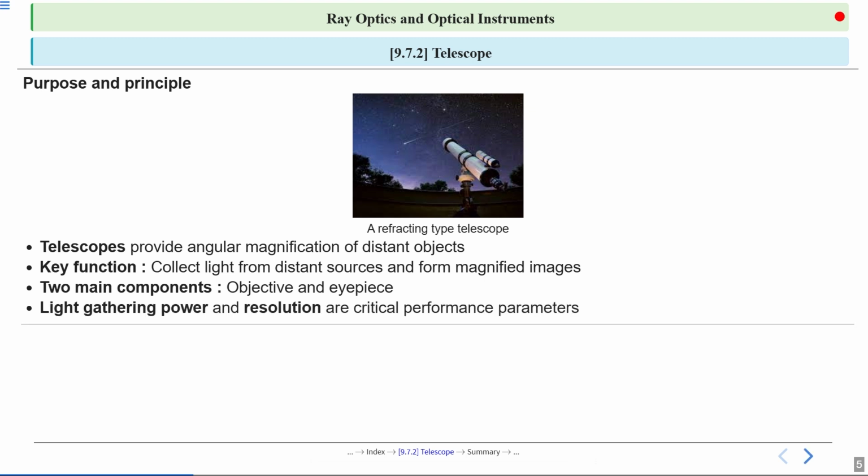Two critical performance parameters of telescopes are light gathering power and resolution. Light gathering power refers to the telescope's ability to collect light, which is crucial for observing faint objects. Resolution, on the other hand, determines the telescope's ability to distinguish between two closely spaced objects. Both factors are vital for producing clear and detailed images.